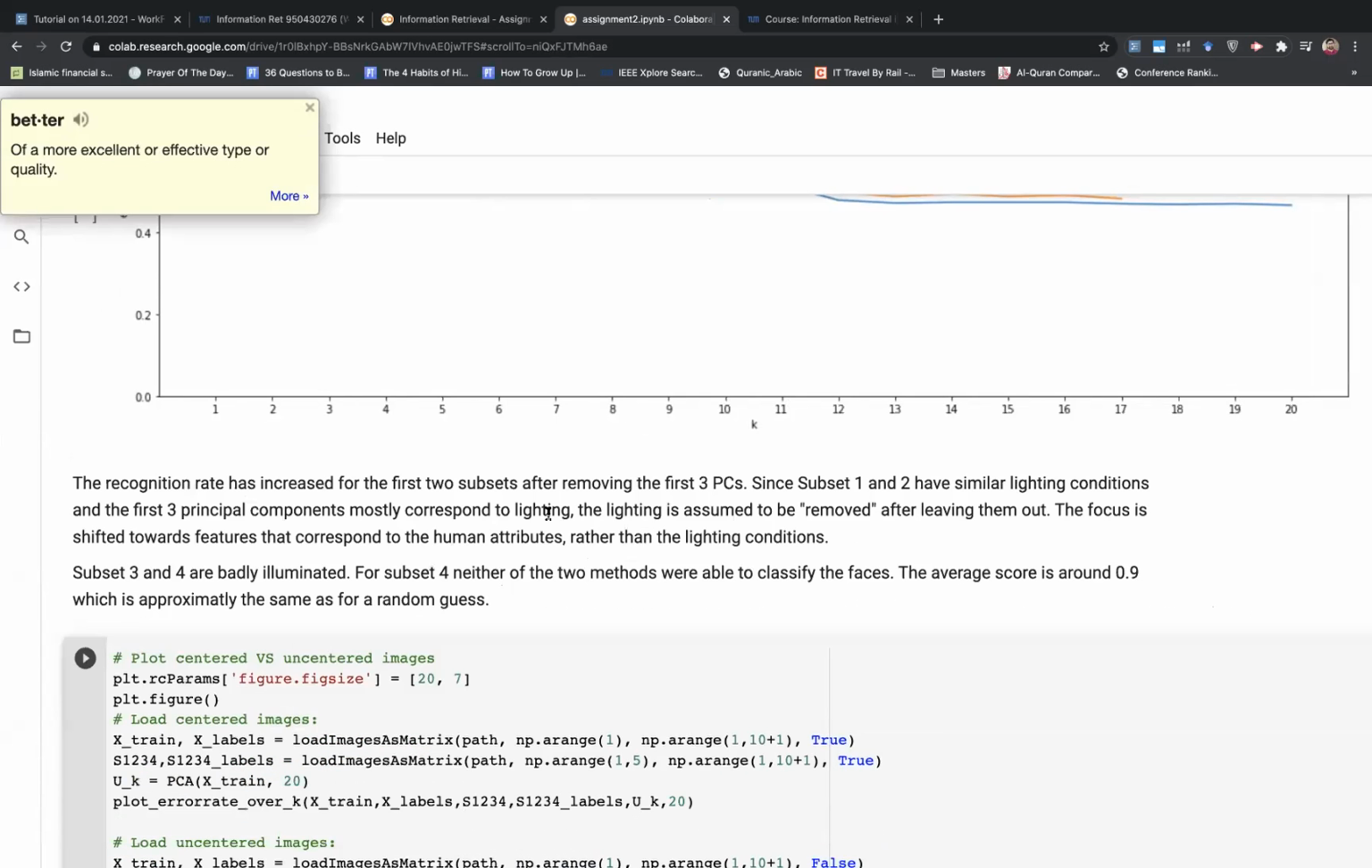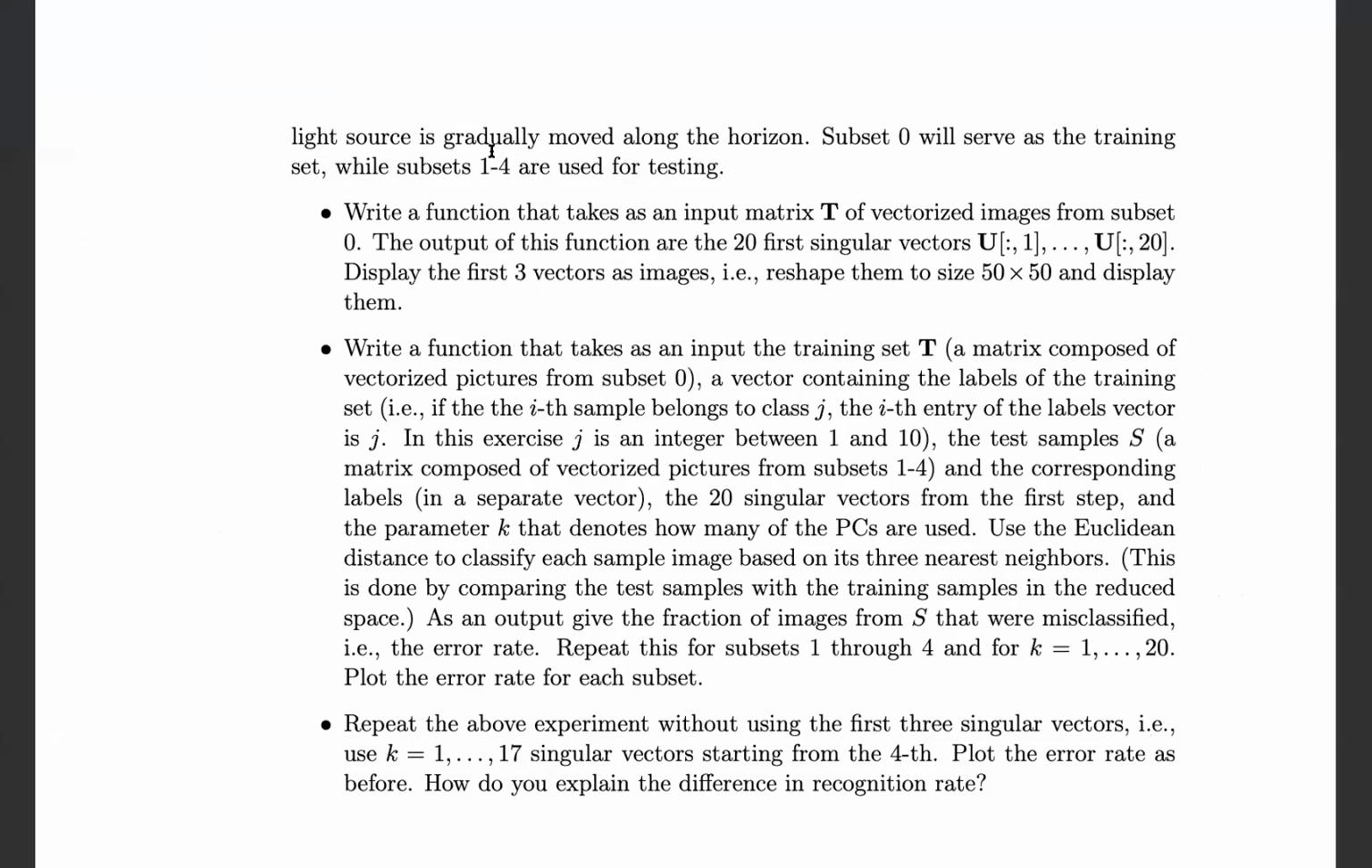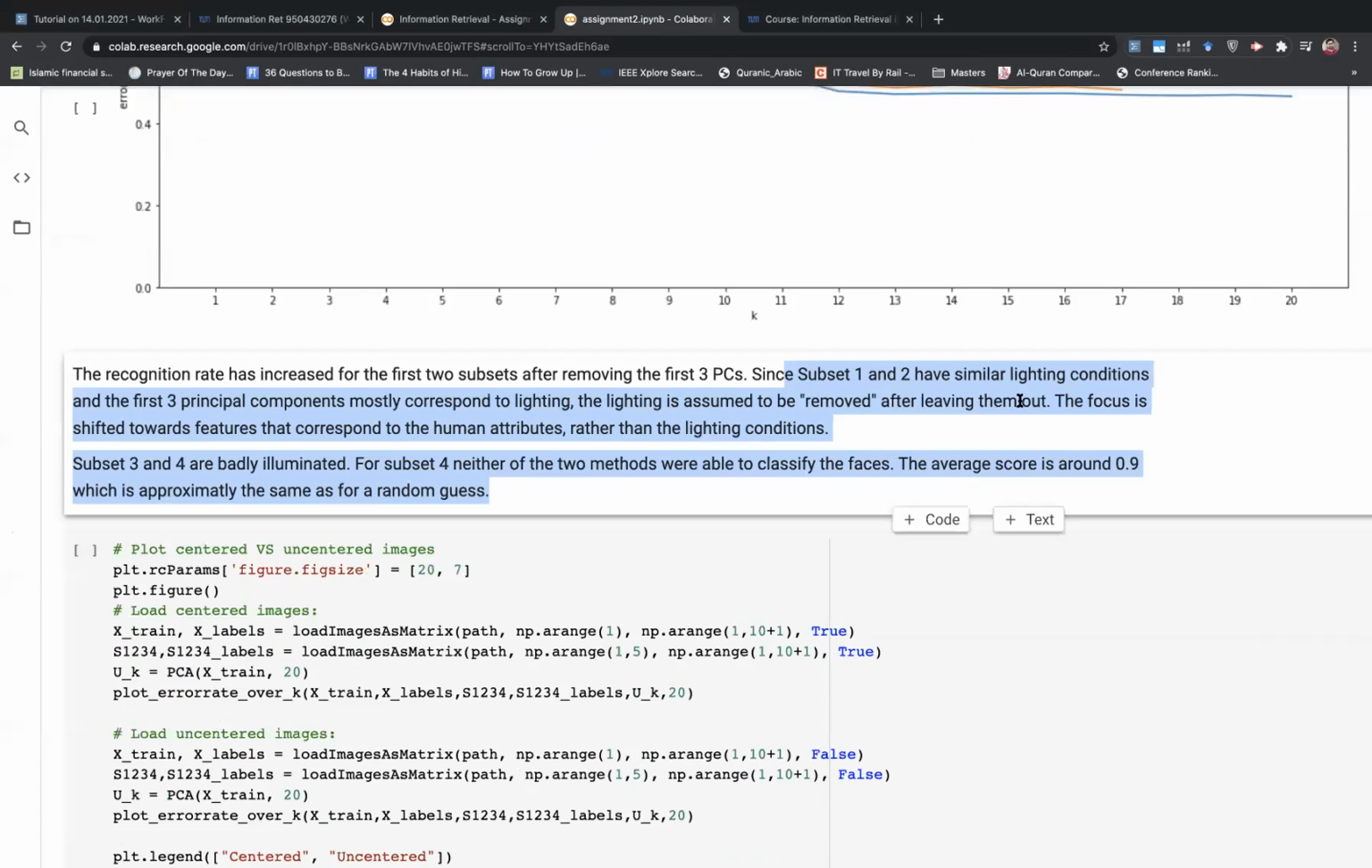Because if you remember, the light was moved gradually along the horizon from subset 0 to subset 4. So they have similar lighting conditions, and in some sense also better, because when you move it along the horizon, you have plenty of light not directly on the face of the person, but probably perpendicular to one side of the face, and then there's a shadow on the other part of the face.